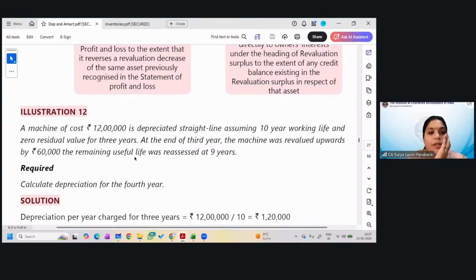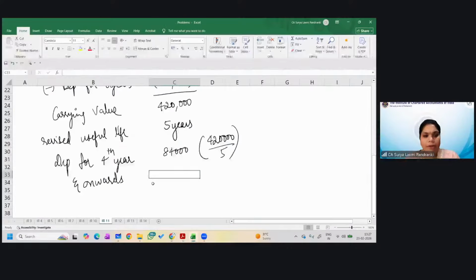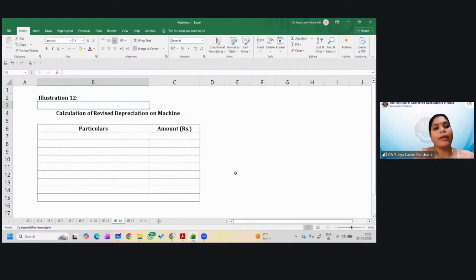So look at this question. This is also almost a similar question. You have purchased the machine for 12 lakhs. The useful life is 10 years, and you have depreciated already for 3 years. At the end of the 3 years, you realized that the value of the asset has changed. It is revalued upwards, so it is increased by 60,000 and the remaining useful life is assessed at 9 years. So when the value and useful life both have changed, how will you record? It is the same way like we have done before. Let us do this also quickly.